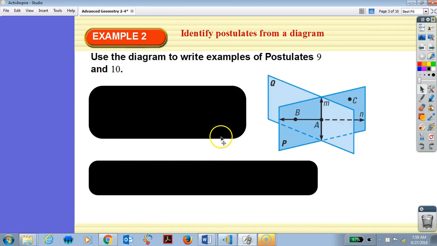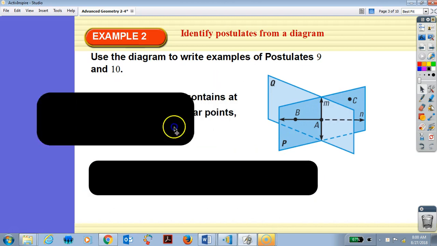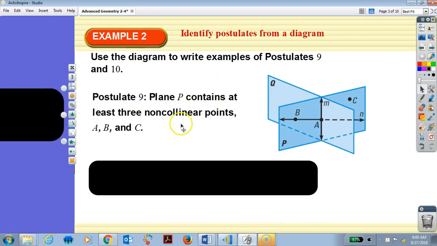Use the diagram to write examples of postulates 9 and 10. So what is postulate 9? A plane contains at least 3 non-collinear points, so give me an example. Yes. Plane P is defined by points A, B, and C. The 3 non-collinear points A, B, and C. Plane P contains at least 3 non-collinear points A, B, and C.